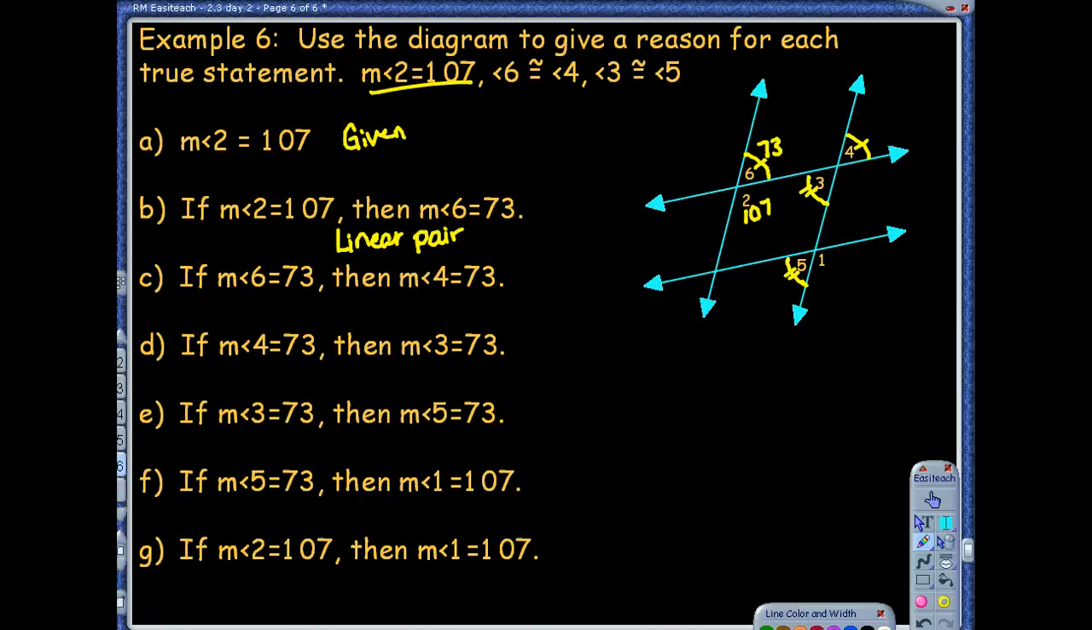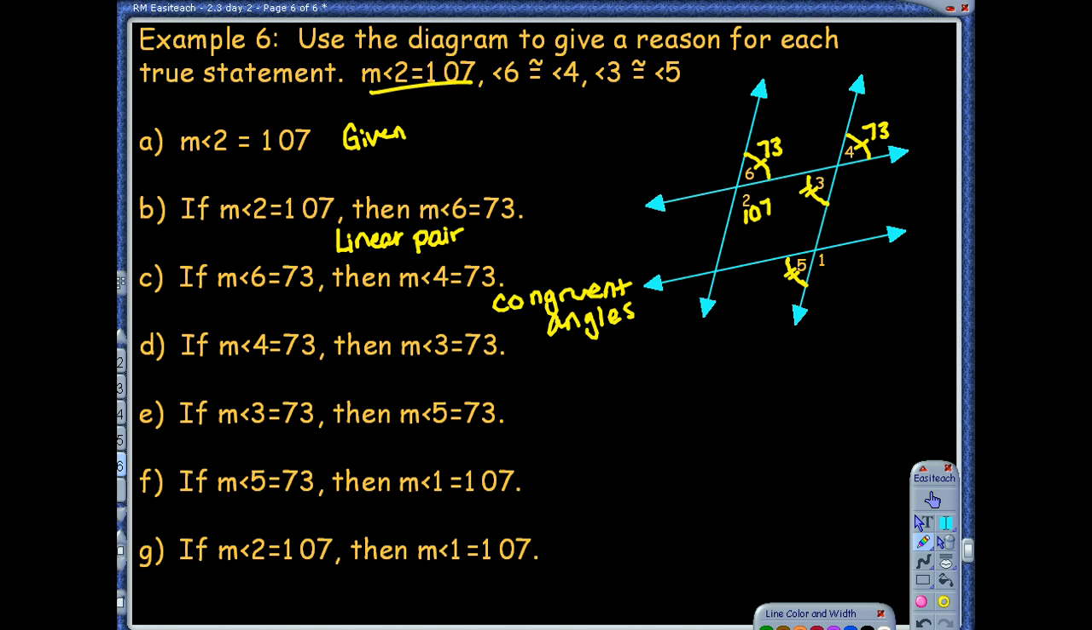Okay, the next one. If the measure of angle 6 is 73, then the measure of angle 4 is 73. Because you labeled those congruent in the picture, if angle 6 is 73, angle 4 has to be the same measure. So the reason is that those two angles are congruent. Perfect. And that's like the definition of congruent.